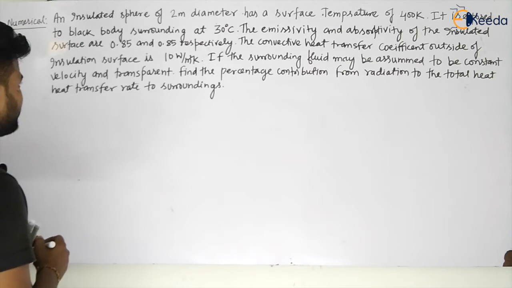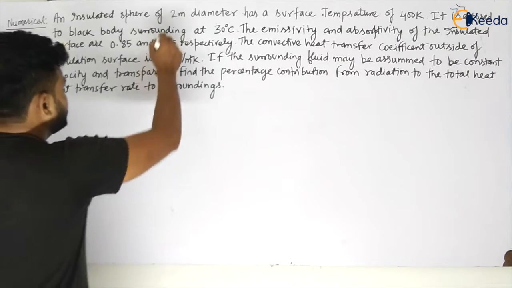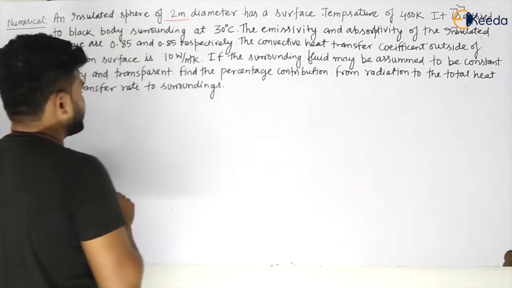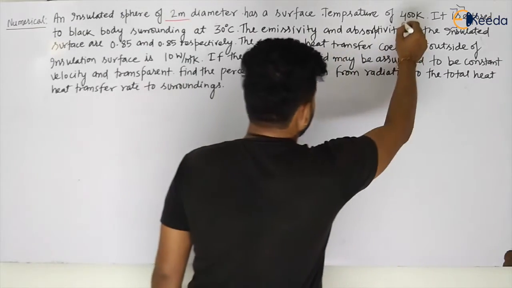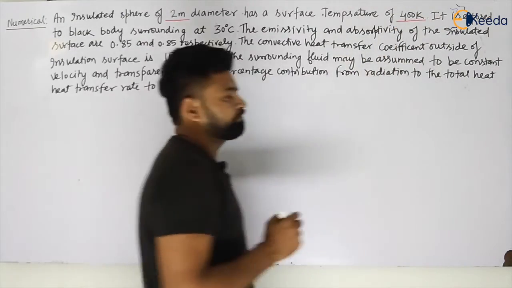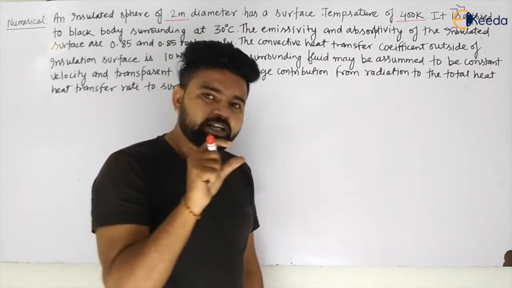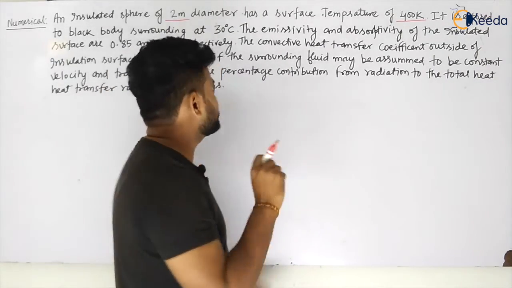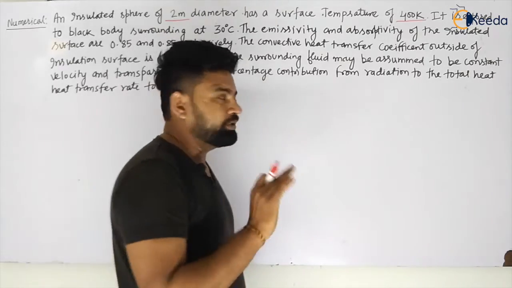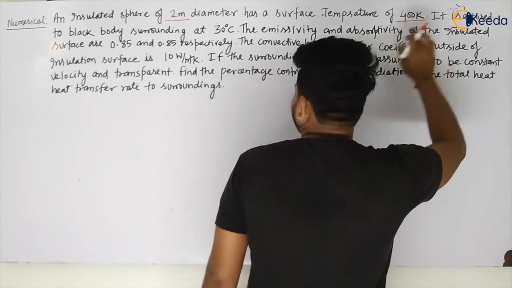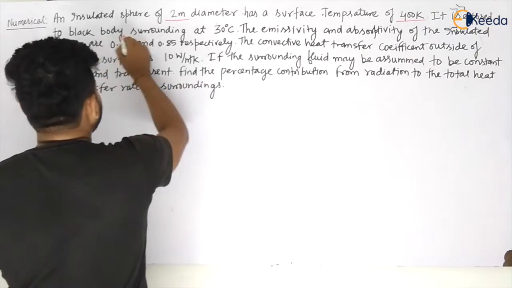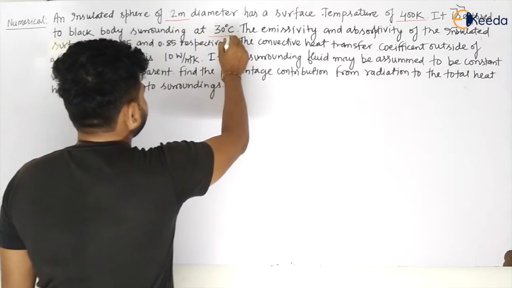An insulated sphere of 2 meter diameter has a surface temperature of 400 Kelvin. Okay, they are considering a sphere in which that sphere is having 400 Kelvin temperature and diameter is 2 meter, my dear students. It is exposed to black body surrounding at 30 degrees Celsius.